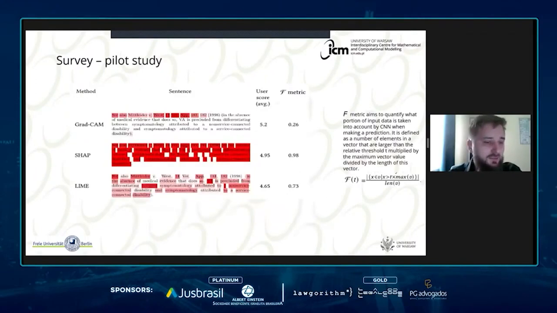The slide that is presented now shows an overview of the results for a sample sentence. Next to the sentence's heat map, we present the average user score, and we have also assessed the explanations in terms of a metric that comes from computer vision. In the paper, we give a set of 2 metrics. Here, for this slide, we show the metric which in full is called fraction of elements of relative threshold, and this metric represents what portion of input data was taken into account by the CNN. It can be clearly seen that SHAP highlighted the whole sentence, while GradCam was the most selective method.